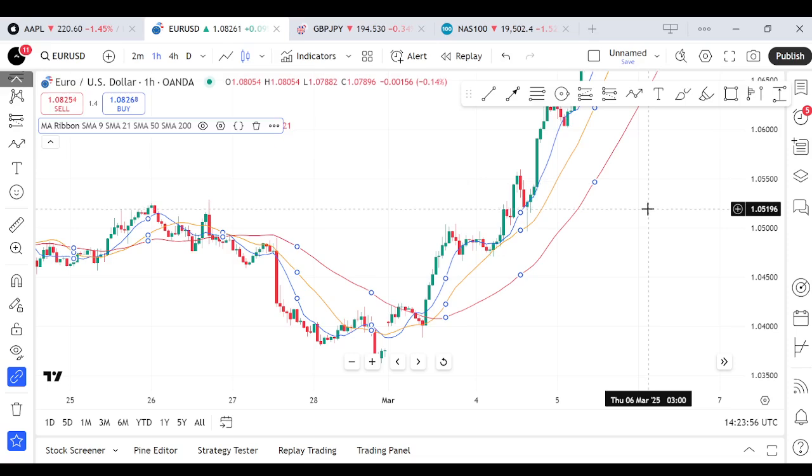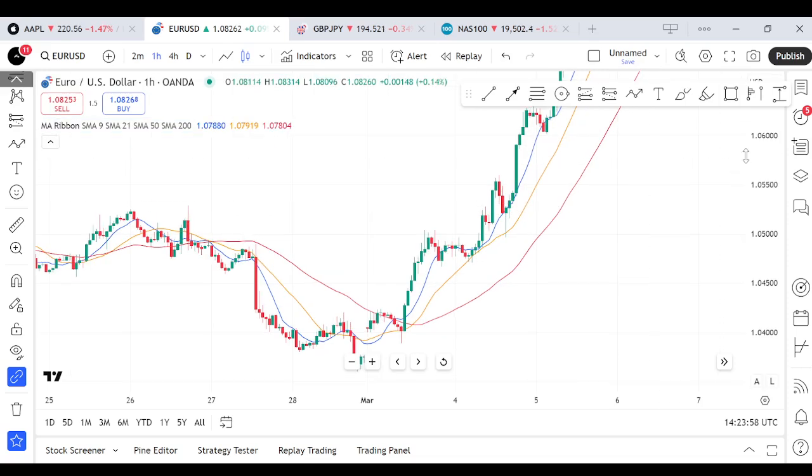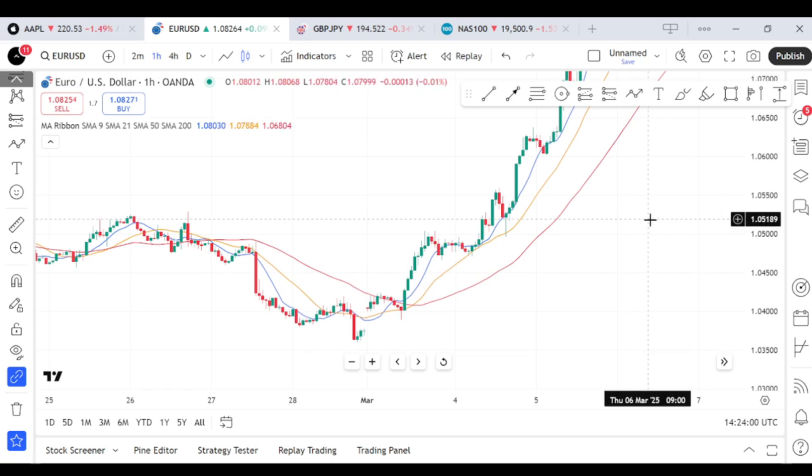So for this strategy, the EMA crossover strategy, the rules are very simple and straightforward. Buy when the 9 period EMA crosses above the 21 period EMA and both are above the 50 period EMA. And conversely, you can sell when the 9 period EMA crosses below the 21 period EMA and both are below the 50 period EMA.